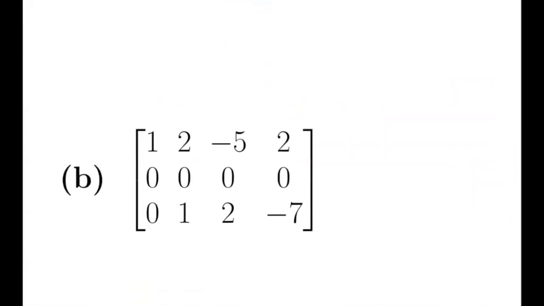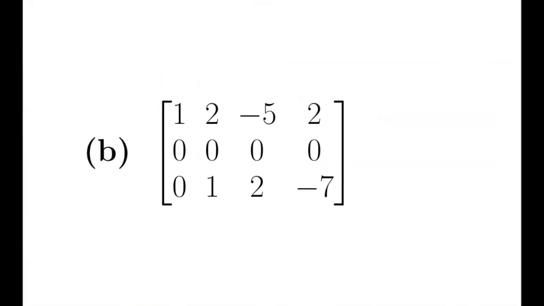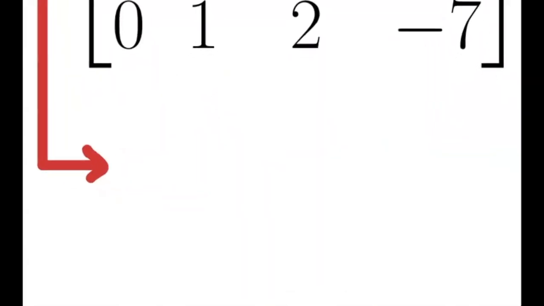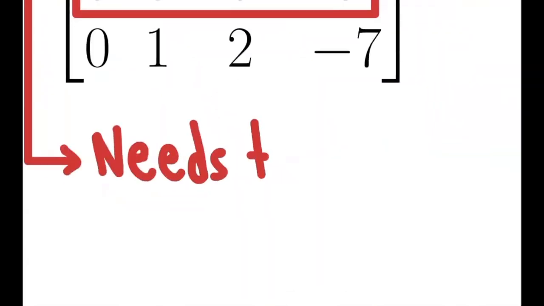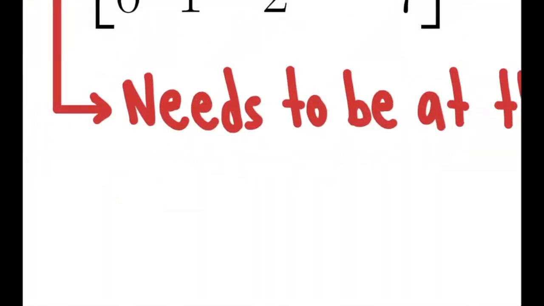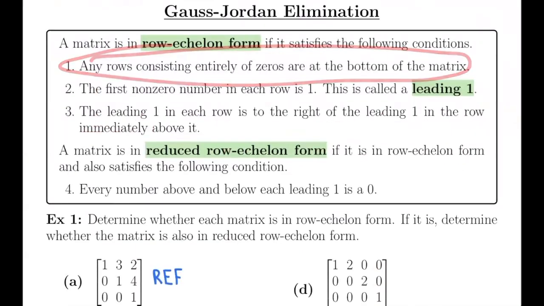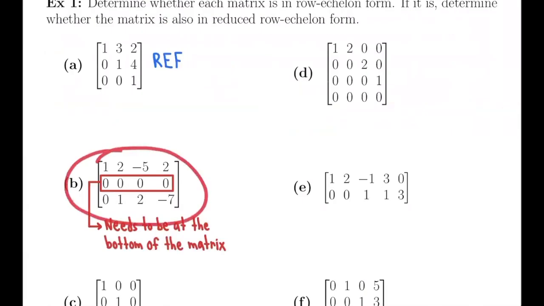Okay, part B. What about this one? Is this row echelon form? No, look at that row of all zeros. It's in the middle. So I'm going to box that and make a note. I'm going to write this needs to be at the bottom of the matrix. So the first condition is not satisfied. So this is not row echelon form. And automatically it's not going to be reduced row echelon form. So this is actually neither.